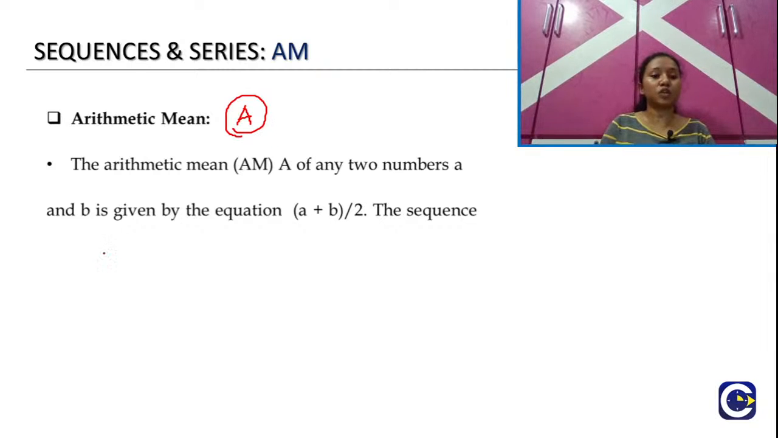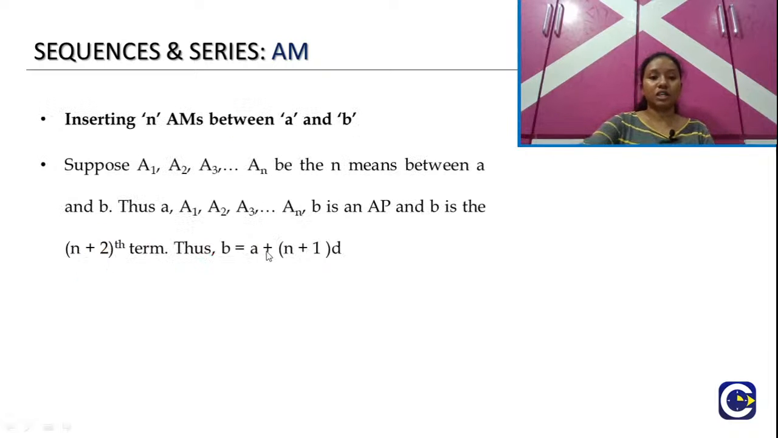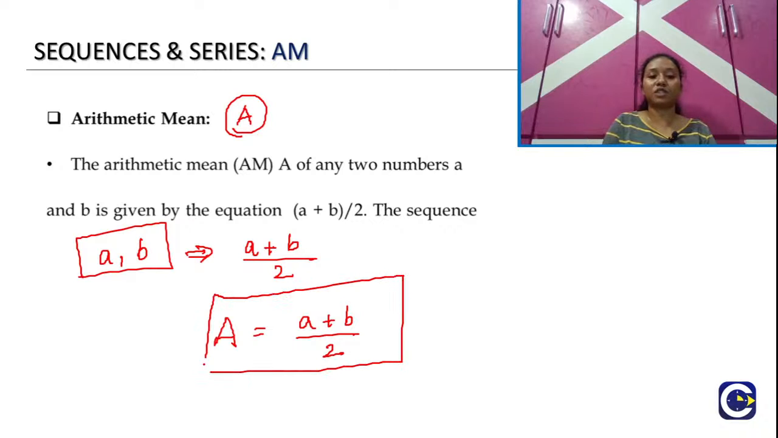Suppose we have two numbers a and b, and we are supposed to find the average, that is the arithmetic mean of these two numbers. Then the arithmetic mean of these two given numbers a and b will be equal to (a plus b) by 2. It's simply the average of these two given numbers. So this is the standard arithmetic mean. That means the arithmetic mean of any two numbers will be equal to (a plus b) by 2.